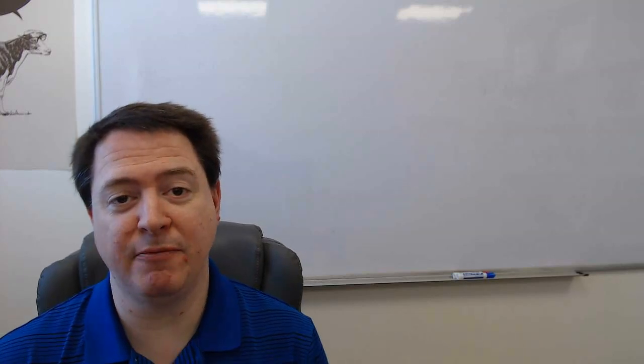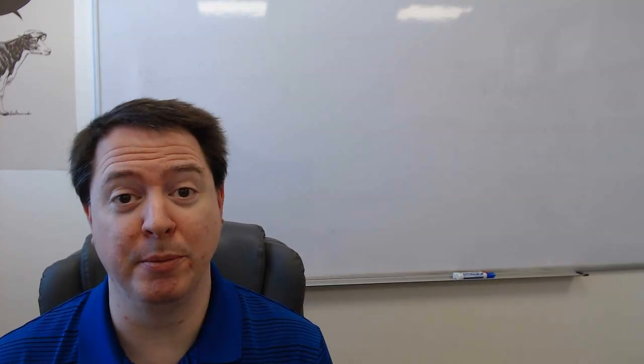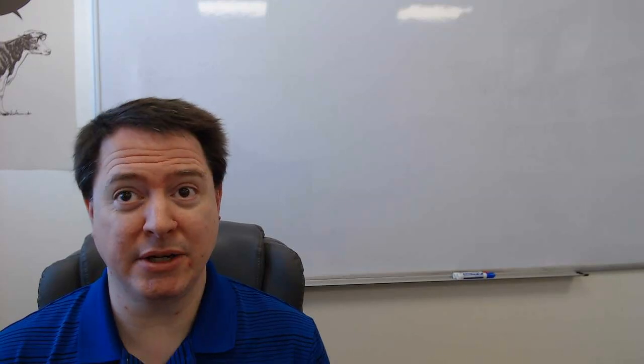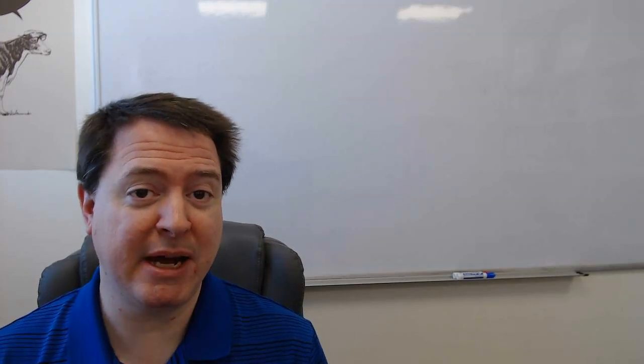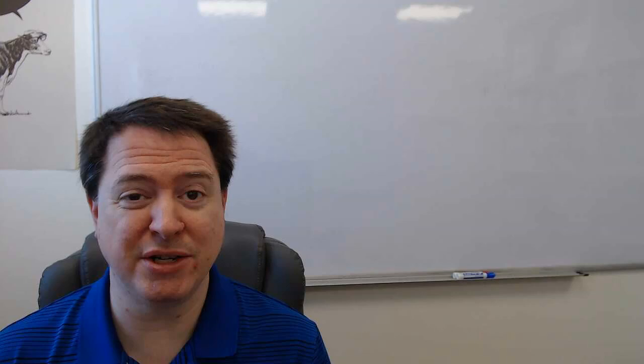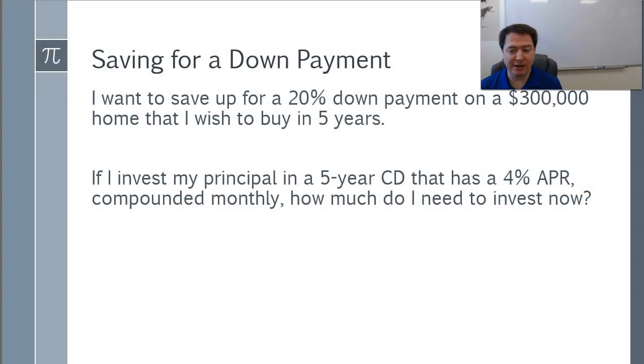So suppose we're saving up for a down payment for our first home, right? And mortgage companies are going to expect a 20% down payment on a mortgage, so we need to save up that amount. So let's say in our area, a typical starter home is like $300,000, and we want a 20% down payment for that.